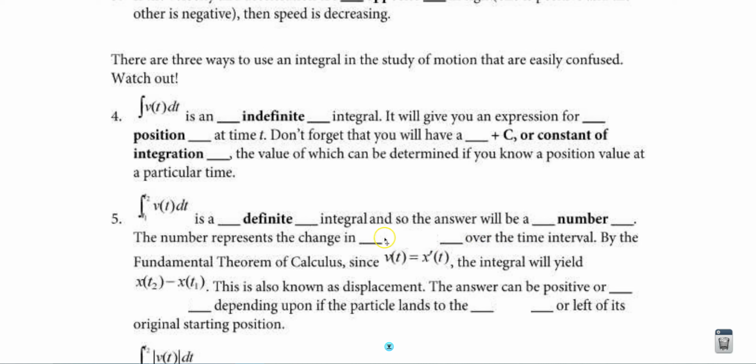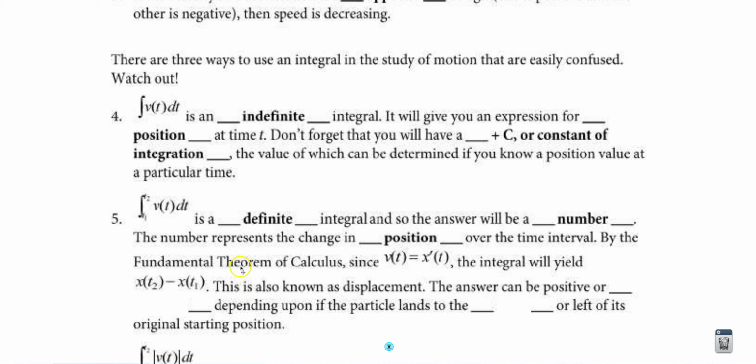That number is going to be the change in position over time. So when you integrate your velocity from time is 1 to time is 2, basically what you're going to end up with is your terminal position minus your initial position, which is going to give you your change in position. And they kind of explain that right here.